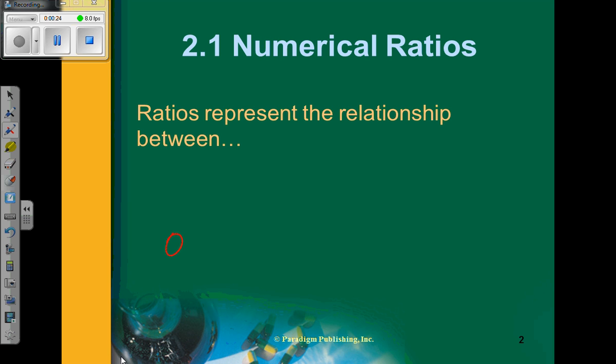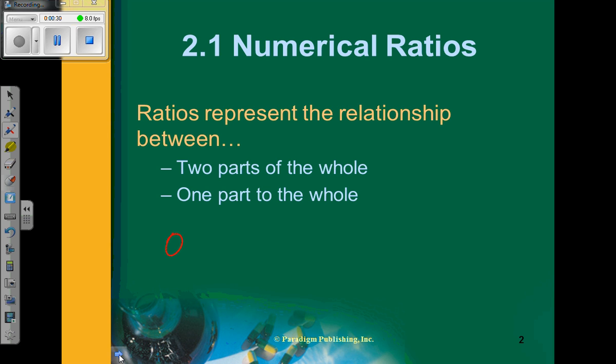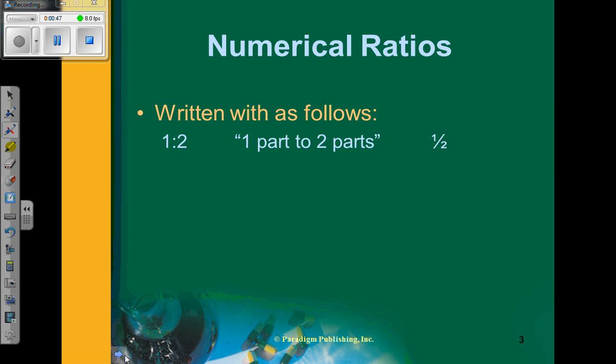So ratios are going to represent the relationship, of course, between two parts of a whole, or the relationship of one part to the whole. So ratios are written with a colon between the numbers, and of course they may be read as per, of, to, or in. So they could be written, it's showing you here, 1 to 2, or it could say 1 part to 2 parts, okay, or you can say 3 to 4, or that means 3 parts to 4 parts, same as 3/4.